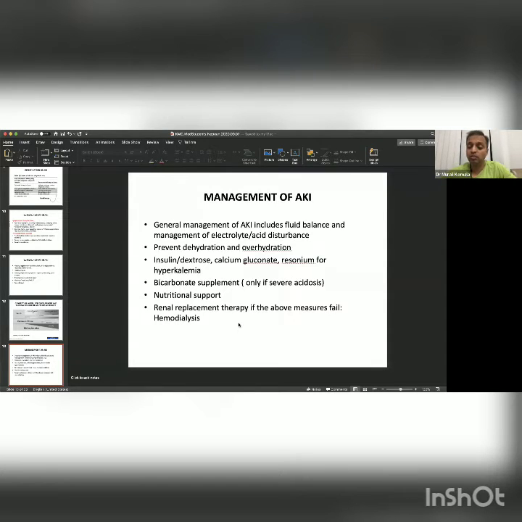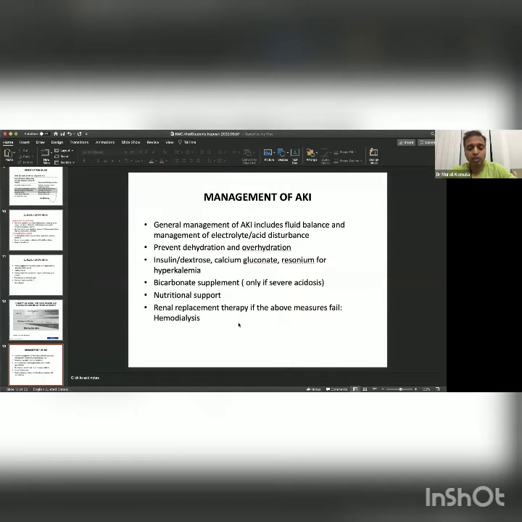And then you can check their weight every day. And then you look for sacral edema or ankle edema. So these are all the signs of fluid retention. The most sensitive assessment for fluid retention is weight. So the weight changes. The weight is a very sensitive way of looking at fluid retention.